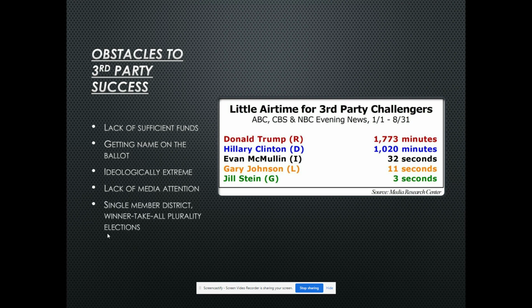Lastly, I know it's kind of a mouthful. It says single member district winner take all plurality elections, which is a fancy way of saying in the United States, we have a system of elections where generally one person wins and everyone else is a loser. Congress, Senate, presidents. Other countries do it a little bit differently. For example, for their parliament or their Congress, they'll hold nationwide elections. And if your party gets like 30% of the vote, well, then you get 30% representation in government.